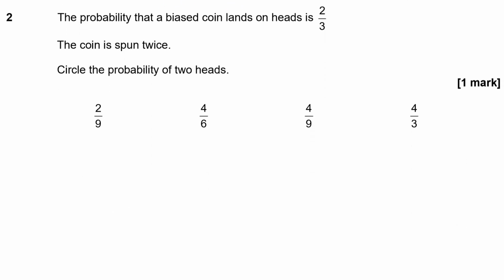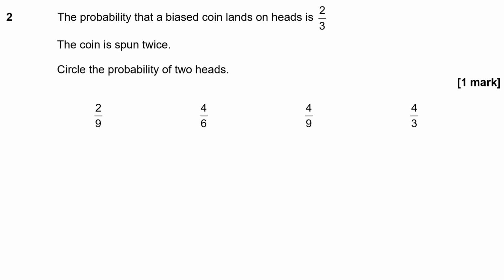Okay, moving on to question 2. The probability that a biased coin lands on heads is 2/3. So normally when you flip a coin it's going to be 50-50 which way round it lands, either on heads or tails, but this one is biased, which means it lands on heads more than it lands on tails. So the coin is spun twice. Circle the probability of 2 heads.